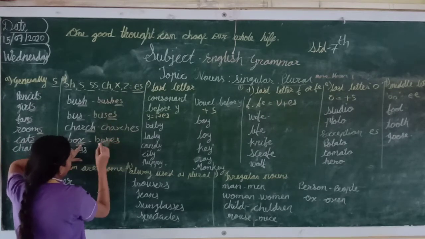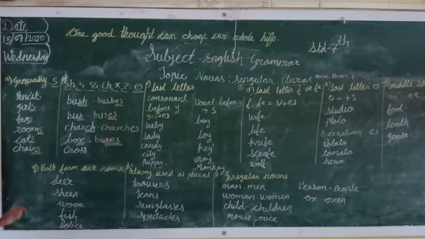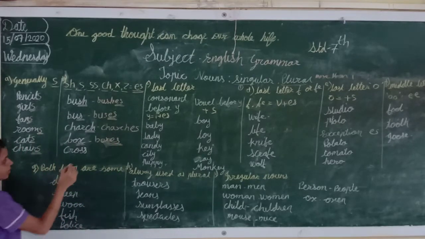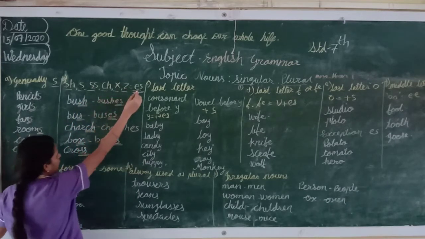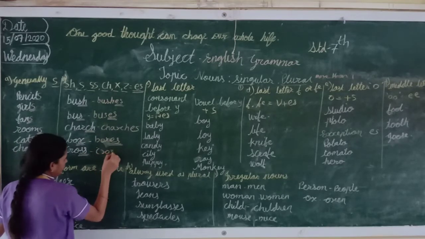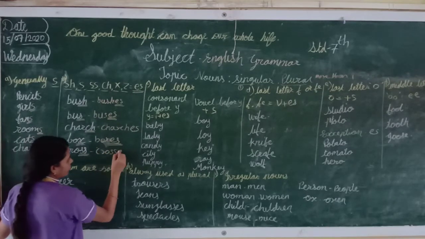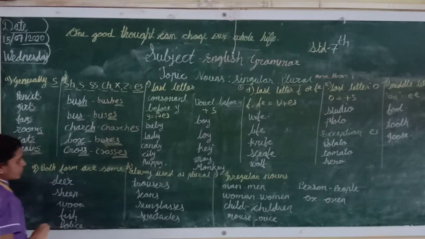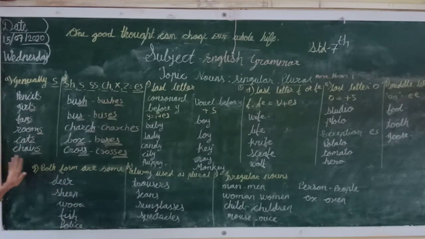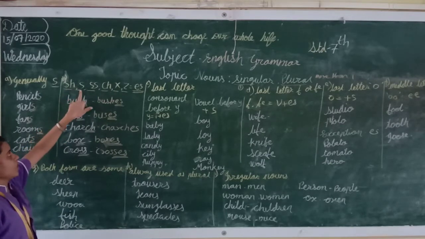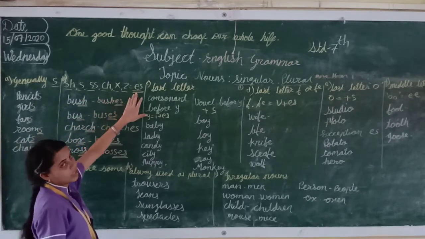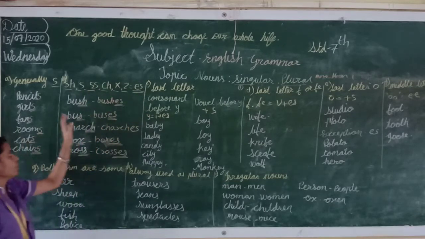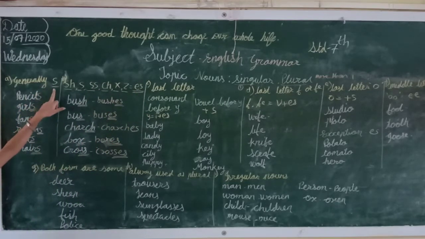What will we write here? Yes. I hope students you understood. Now the next word is cross. The last letter is double s. When the last letter is double s, at that time we will join es. Students, I hope you understood these two rules. When sh, s, double s, ch, x, z comes at the end of the word, at that time we have to use es. If these are not there, at that time you will join s.